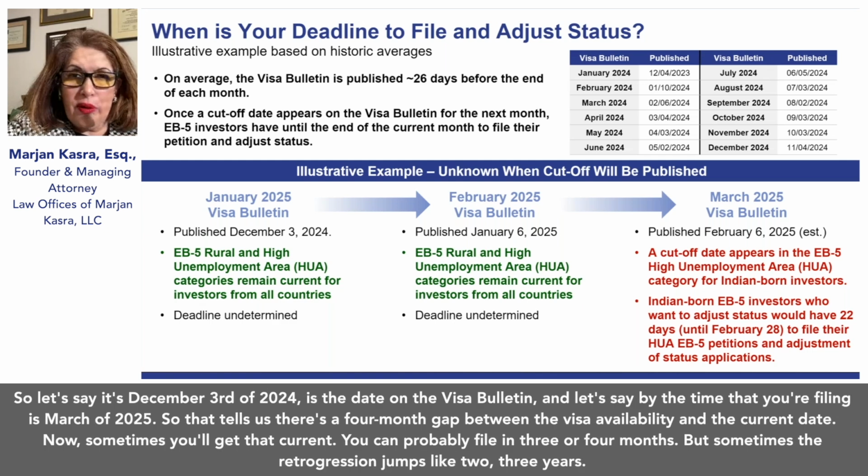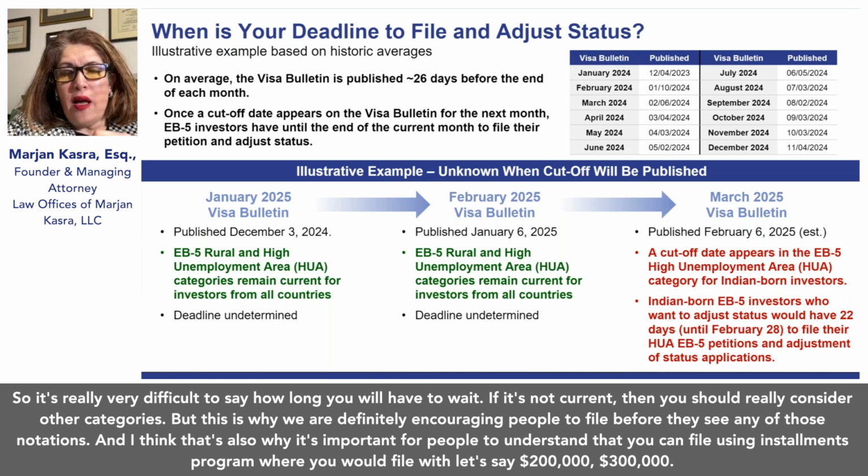So let's say it says December 3rd of 2024 is the date on the visa bulletin, and by the time you're filing, it's March of 2025. That tells us there's a 4-month gap between the visa availability and the current date. Sometimes you can probably file in 3 or 4 months, but sometimes the retrogression jumps 2 or 3 years. So it's very difficult to say how long you will have to wait. If it's not current, then you should really consider other categories. But this is why we are definitely encouraging people to file before they see any of those notations.